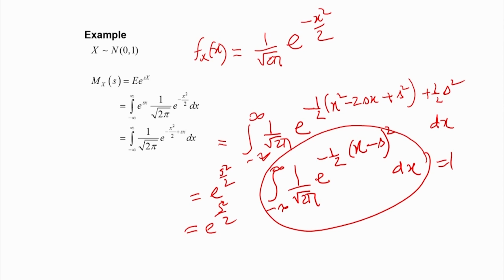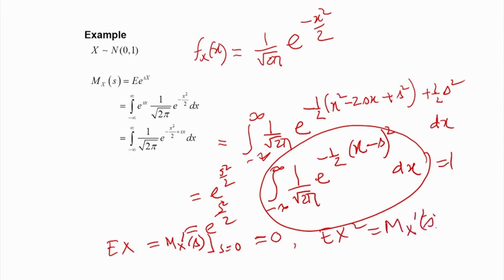For example, if I take the first derivative, E of X will be equal to the first derivative, that is M_X dash of s at s is equal to 0. Similarly, E of X squared is equal to M_X double dash at s is equal to 0, and this will be equal to 1. So, that way we can find all the moments of this random variable, namely the standard Gaussian.